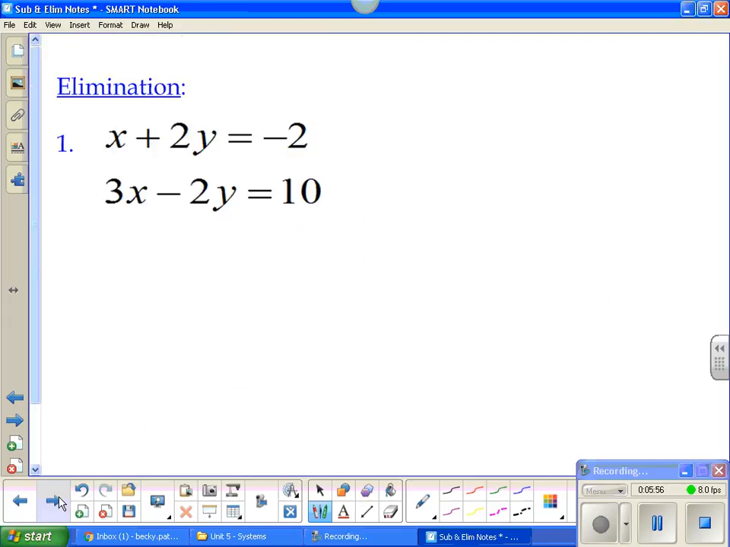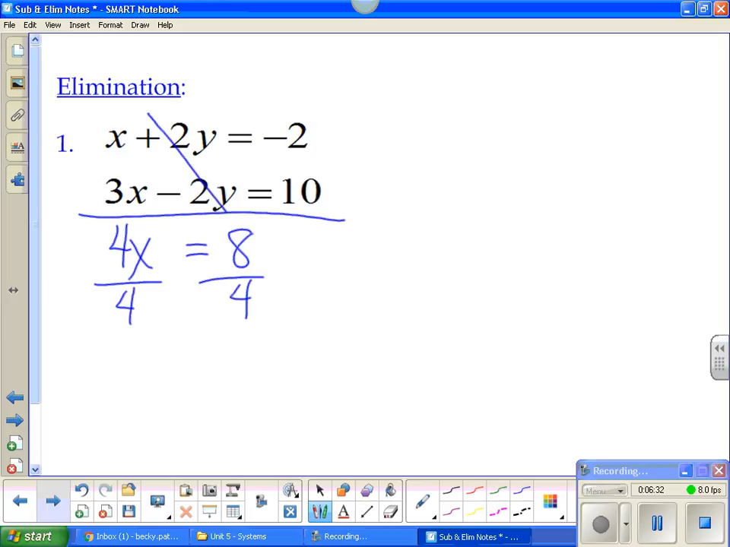Okay, elimination. So on this one, when you think of the word eliminate, you think of something's going to cancel. So what I want to do is add these 2 equations together so that a pair of my variables cancel. So if you look at this system, you see that I have a positive 2y and a negative 2y. Well, they are the same, but one's a positive and one's a negative. So if I were to add my 2 equations together, 1x plus 3x gives me 4x, and these are going to eliminate. They're going to cancel. And then a negative 2 and a 10 is an 8. Divide by 4, x equals 2.